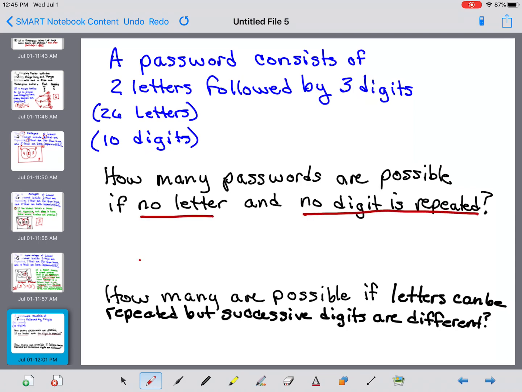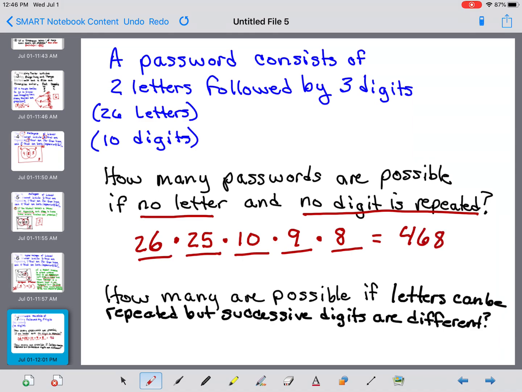So remember, it's going to be 2 letters followed by 3 digits. So the 2 letters, and nothing is allowed to be repeated, that means we have 26 choices for the first letter and 25 choices for the second letter. Remember, it can't be repeated. Then we have 10 choices for the first digit, 9 for the second, and 8 for the third. So we're going to multiply those all together. So 26 times 25 times 10 times 9 times 8 is 468,000. That's how many choices there are.